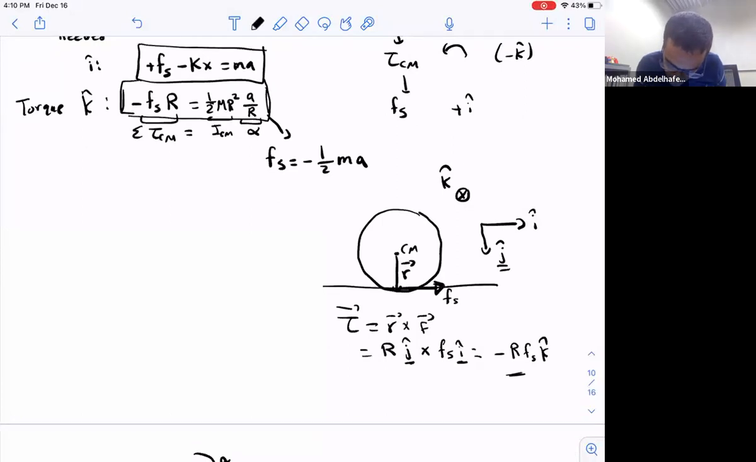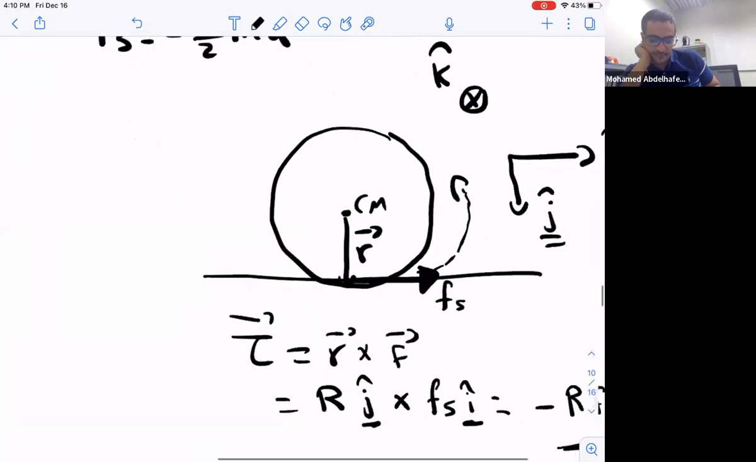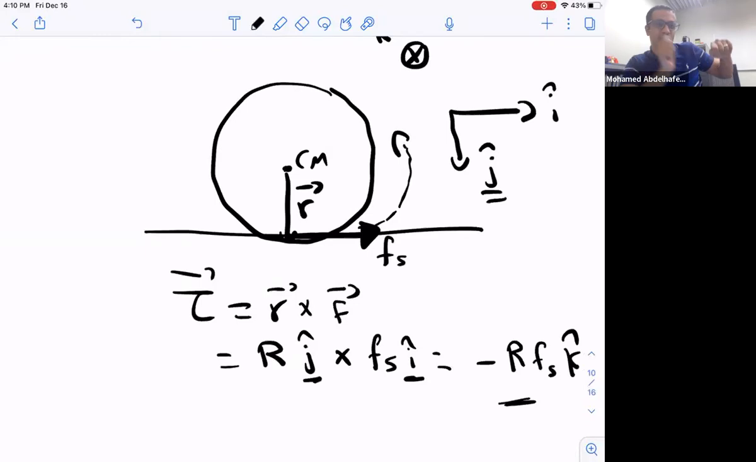As the force of friction is pulling to the right, it's kind of trying to make it rotate this way. Can you see this? About the center of mass, it is trying to make it rotate in this orientation, and that is counterclockwise, so it's out of the page. So that's another way of seeing that the torque from this force is out of the page. Why? Because the sense of rotation it is trying to create is counterclockwise, out of the page.